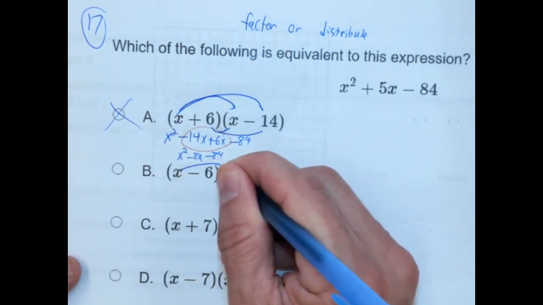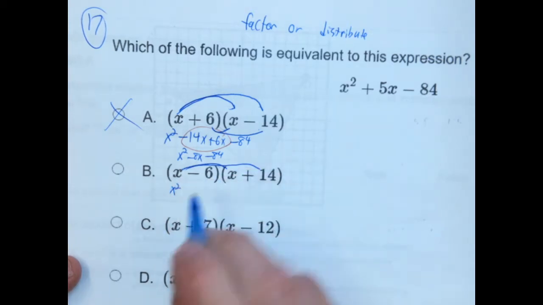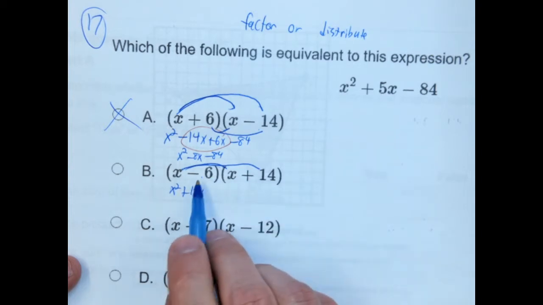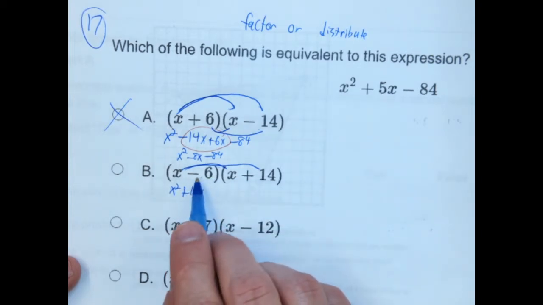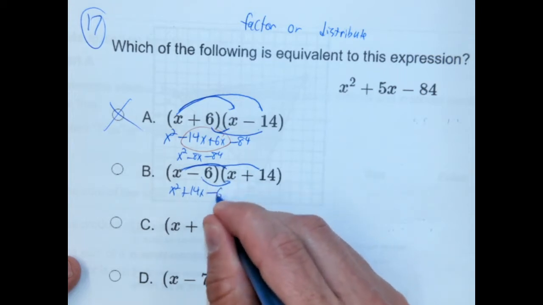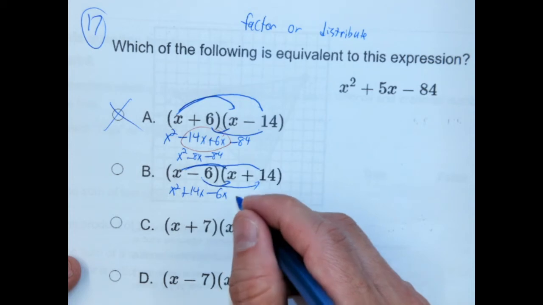So I'll distribute the x. And it's going to be x times x is x squared. X times 14 is 14x. Now be careful, this is a negative 6, so don't forget that negative sign is being multiplied along with that 6. So negative 6 times x is negative 6x. And negative 6 times 14 is going to be negative 84.